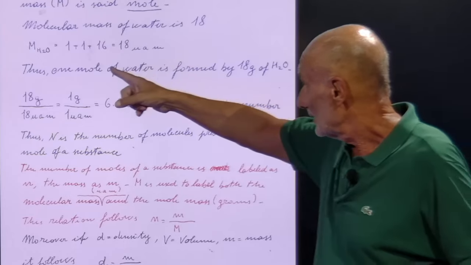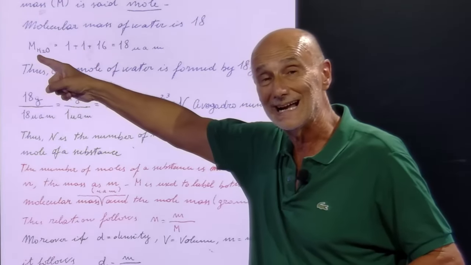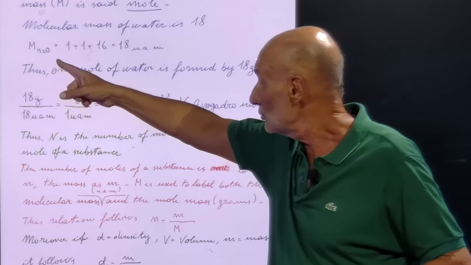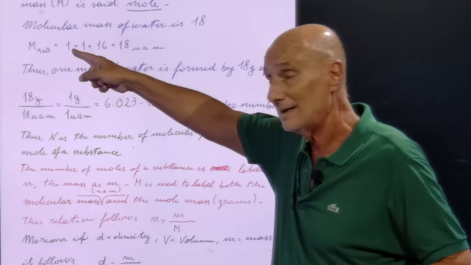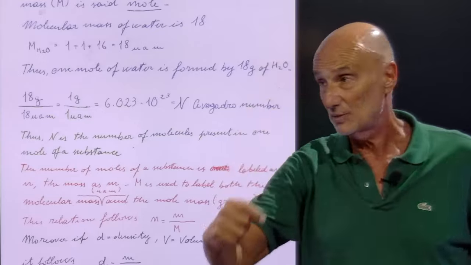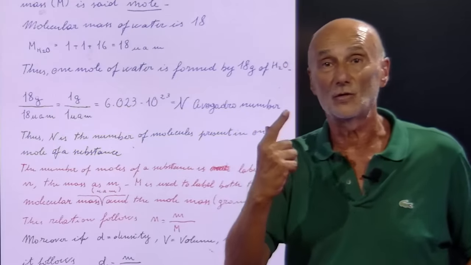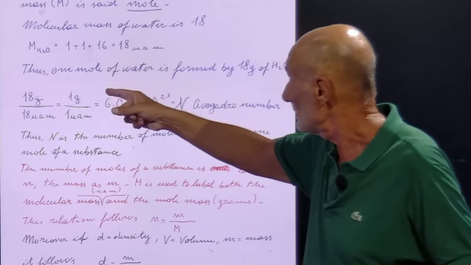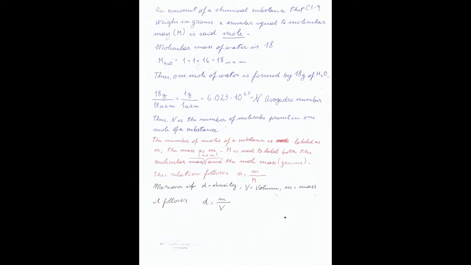Look, here is an example of the calculation of the molecular mass of water. The molecular mass of a compound is indicated by a capital M. So, M of H2O is: one is the weight of a hydrogen atom, one is the weight of the second hydrogen atom, 16 is the weight of the oxygen atom. 1 plus 1 plus 16 equals 18. So 18 is the molecular mass of water.